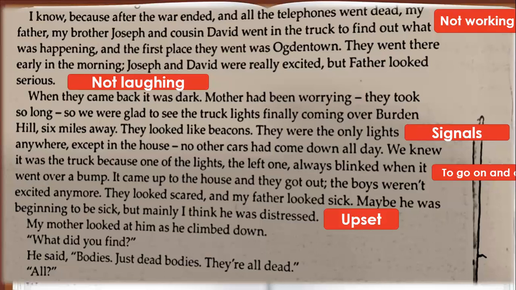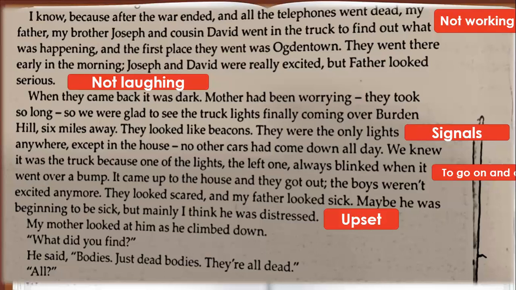We knew it was the truck because one of the lights, the left one, always blinked when it went over the pump. Blinked means to go on and off. When they saw this light blinking, they knew it was the narrator's father's truck. It came up to the house and they got out of the truck.